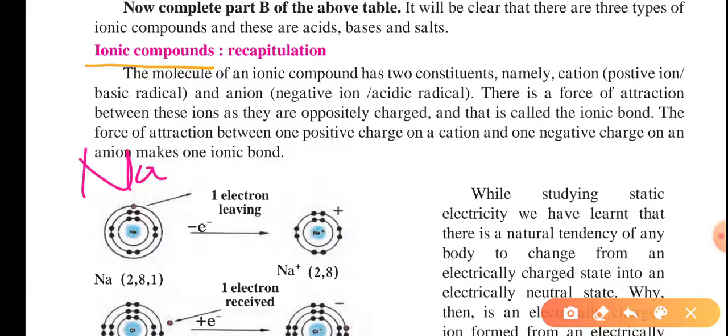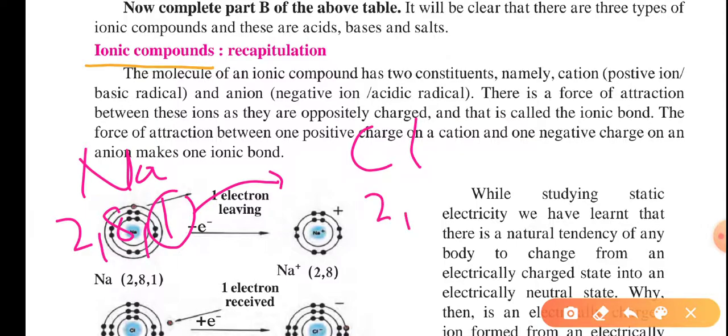Sodium's electronic configuration is 2, 8, 1. It is donating its one electron to chlorine. And chlorine's electronic configuration is 2, 8, 7. When this electron comes to the chlorine and gets added to it, what is the new configuration?